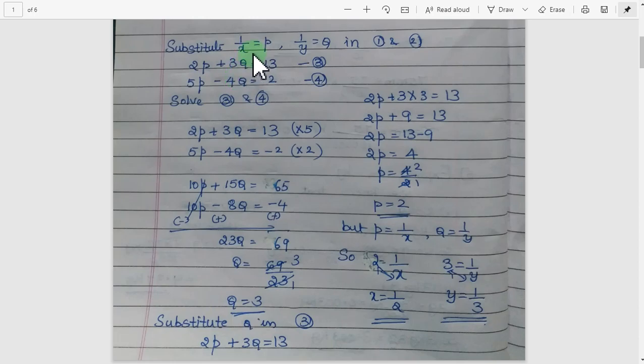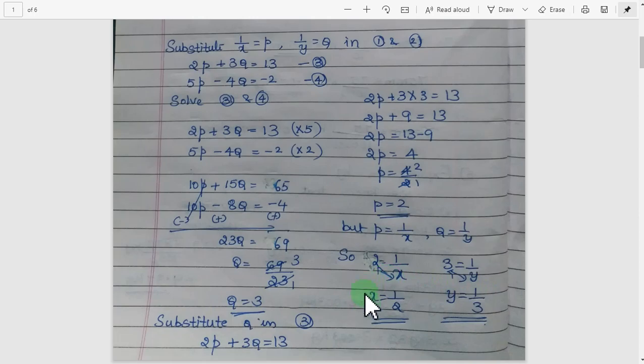Now we have substituted p is equal to 1 by x. In this we have to substitute the value of p. p is 2, so 2 is equal to 1 by x. Our aim is finding the value of x. So take x to this side and 2 to this side. Then x comes here and 1 by 2. The x value is 1 by 2. Same way, q value 3 is equal to 1 by y. Exchange it, y goes here and 3 comes here, y is equal to 1 by 3.